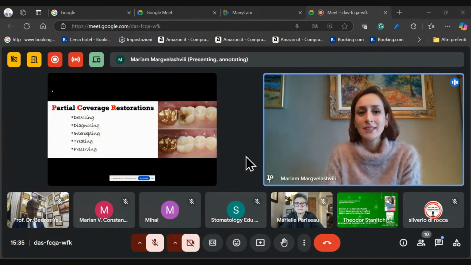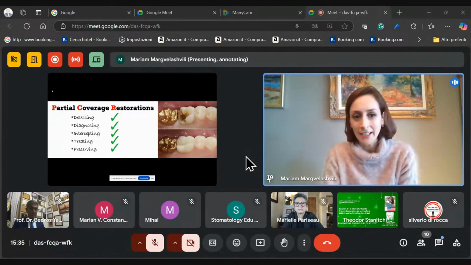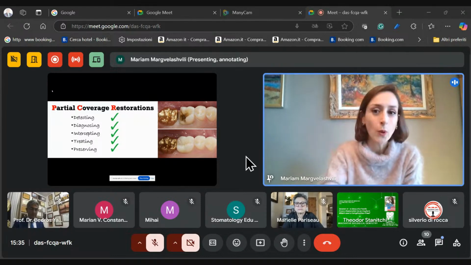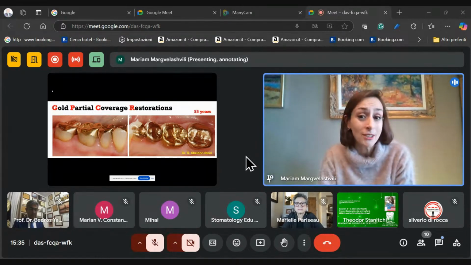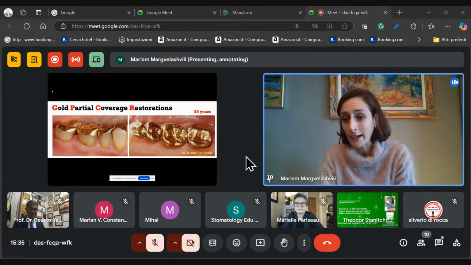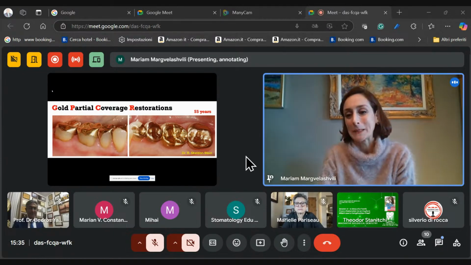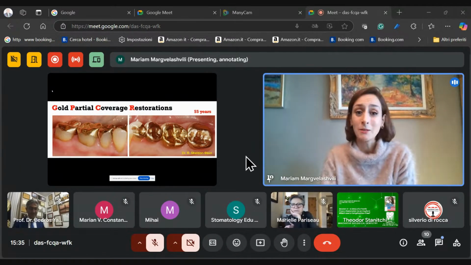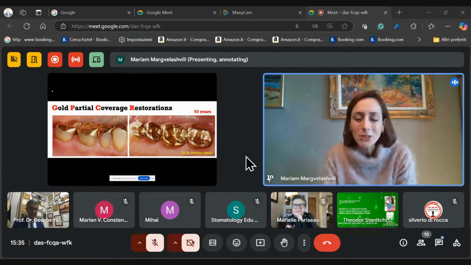So partial coverage restorations meet all the criteria of minimally invasive dentistry: detection, diagnosis, interception, treatment, and preservation of what's healthy. We know that gold partial coverage restorations beat the test of time. These restorations are older than me, but these are our patients in the practice. The work was done by the great and famous Bob Stein, who was the first owner of the practice. These patients are still coming for recall and hygiene checkups, and the restorations are still in their mouth.